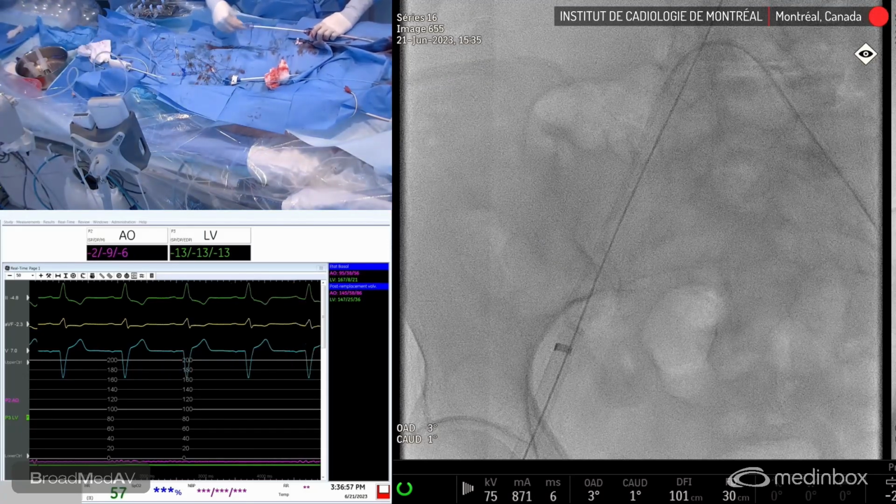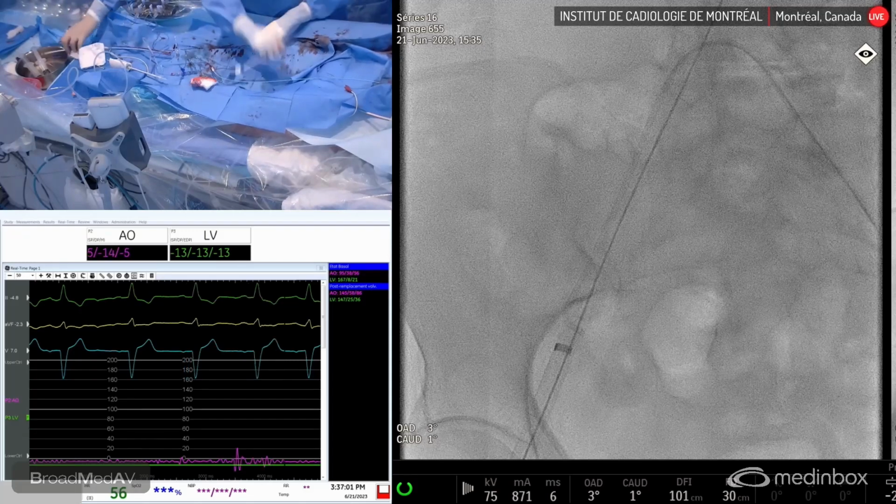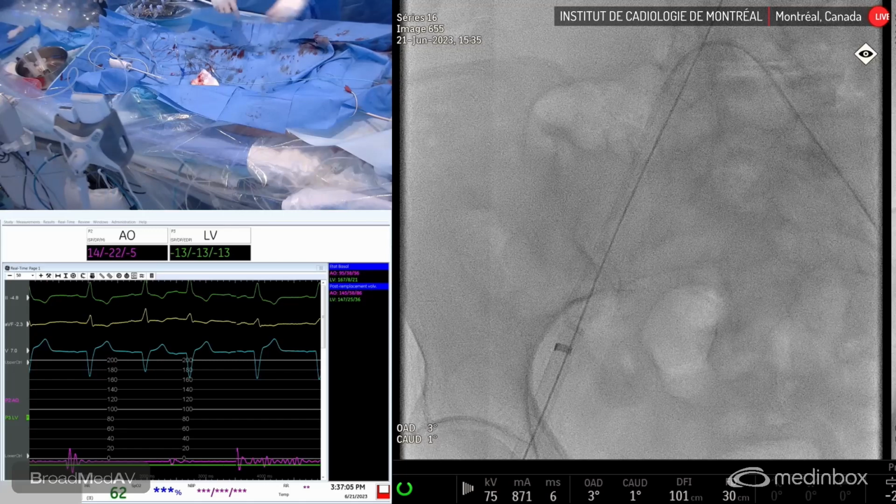Okay. So I'll take out the sheath and then we'll put our MANTA delivery in while we're getting our ultrasound ready. So we already pre-measured.